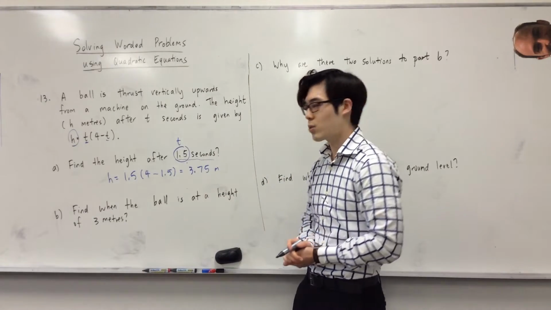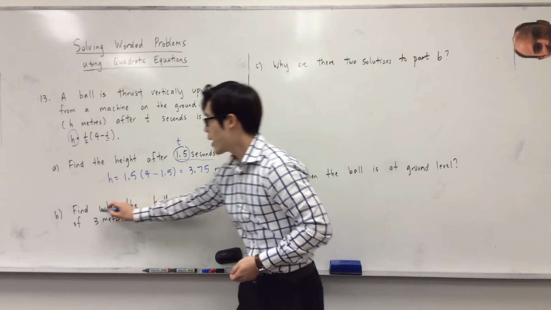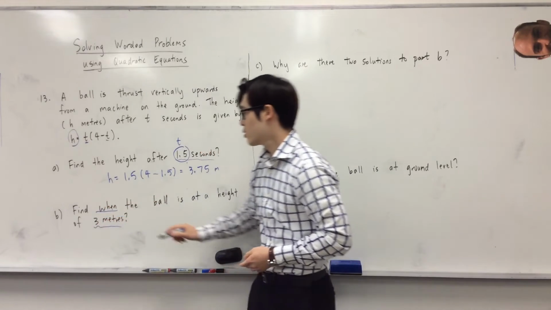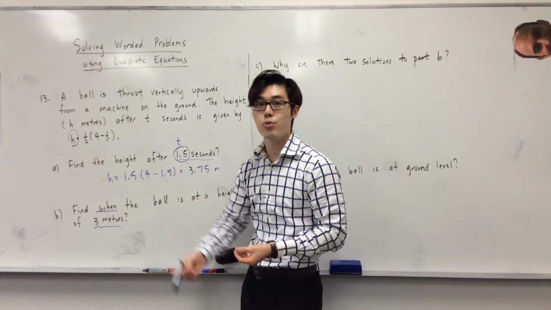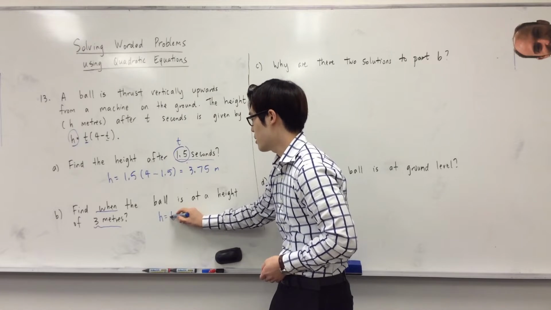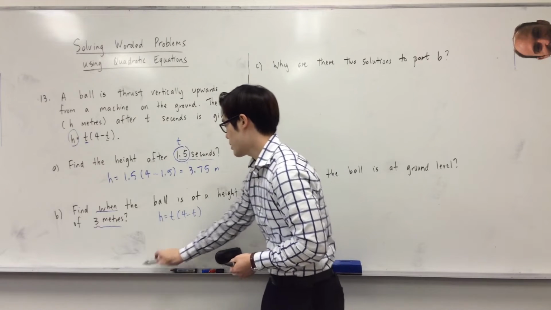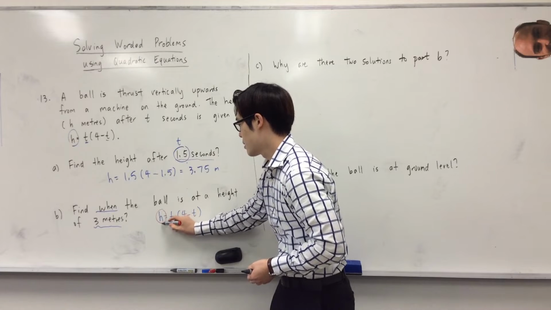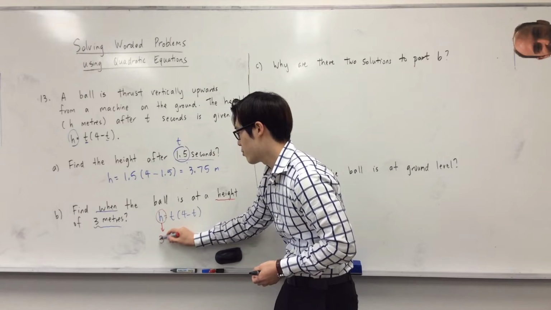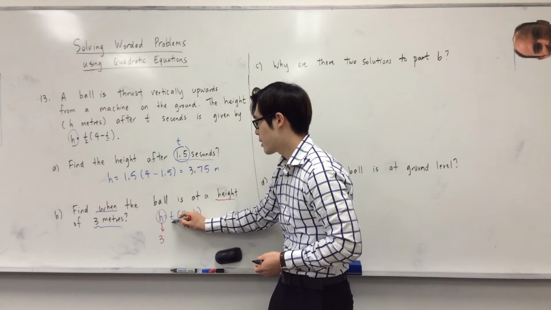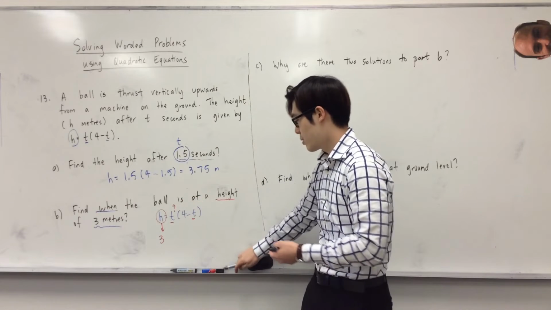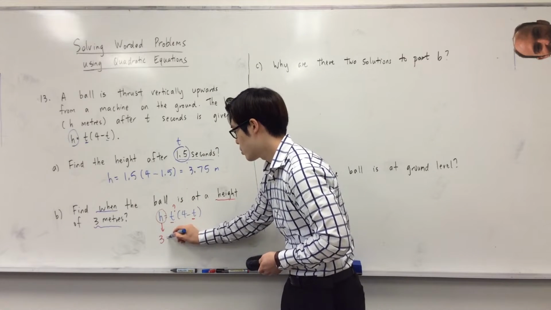Okay, now let's have a look at the next question where they want you to find when the ball is at a height of 3 meters. So after how many seconds will the ball be 3 meters up in the air? Well, that means, let me rewrite the equation. So this is the height. The height is 3 meters. So we know the value for h, but what they're asking is, what is t? That's the question. Okay? So, if I write this out, we've got 3 equals 2.